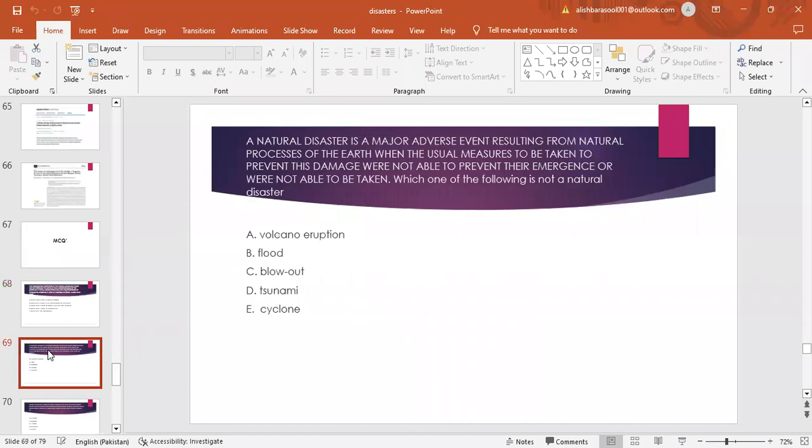A natural disaster is a major adverse event resulting from natural processes of the earth when the usual measures to prevent this damage were not able to prevent their emergence or were not able to be taken. Which one of the following is not a natural disaster? A, volcanic eruption, B, flood, C, blowout, D, tsunami, E, cyclone.